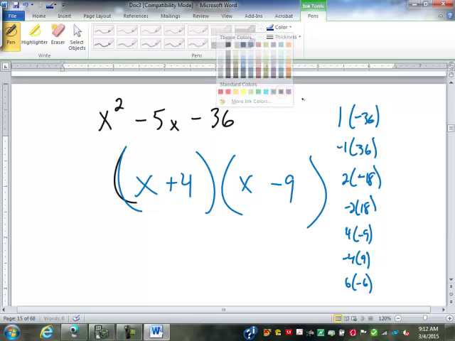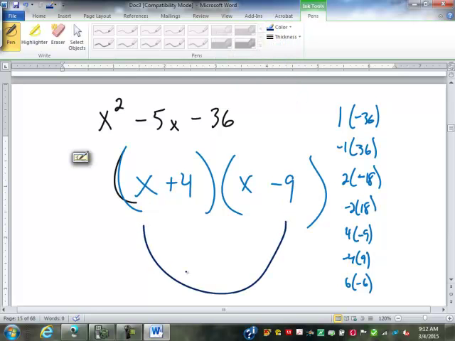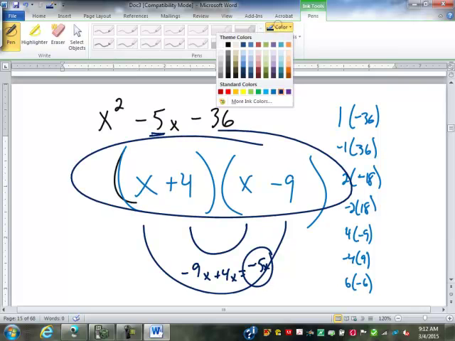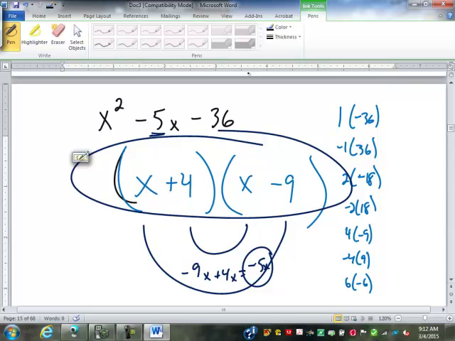We check this out. X times negative 9 is negative 9x. 4 times x, positive 4x, which adds up to a negative 5x, which is what we wanted. So that's it. It wouldn't have made a difference if you had the x minus 9 and x plus 4 come out the same. If you did minus 9 and plus 4 it would have been the same. But minus 4 and plus 9 would not be the same.